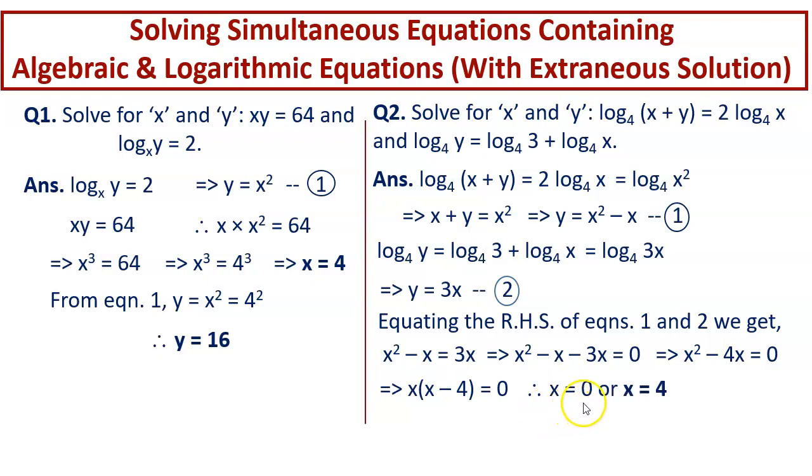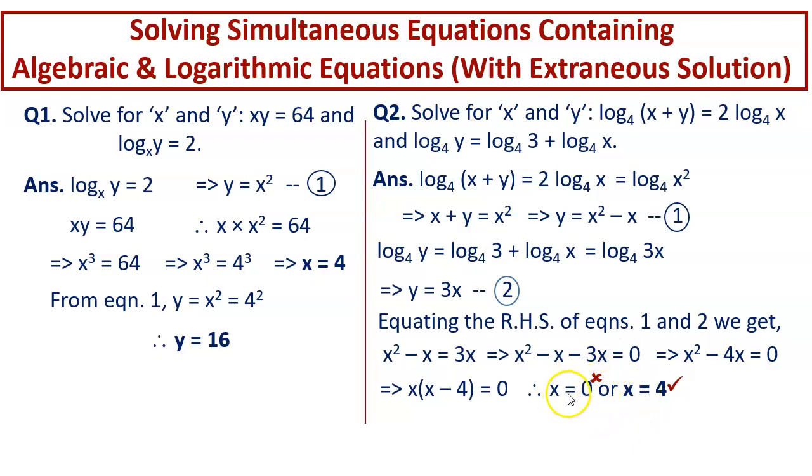Can we take both the values, x equal to 0 and x equals 4? We cannot take x equal to 0 because you see over here log of x to the base 4, even in this equation, log of x to the base 4. X is the argument and we cannot have a 0 argument for a logarithmic term. So we cannot take this x equals 0. We have to take x equals 4. So this is the extraneous solution.